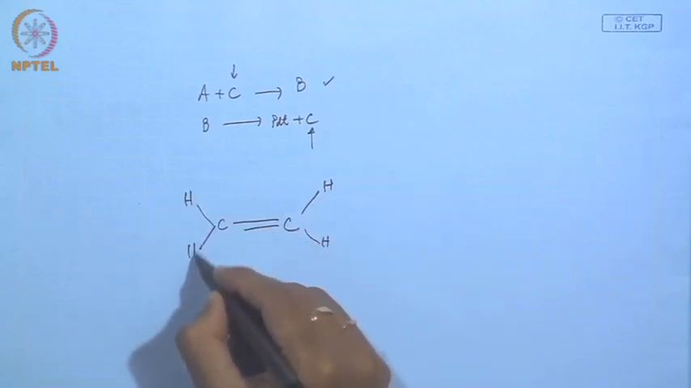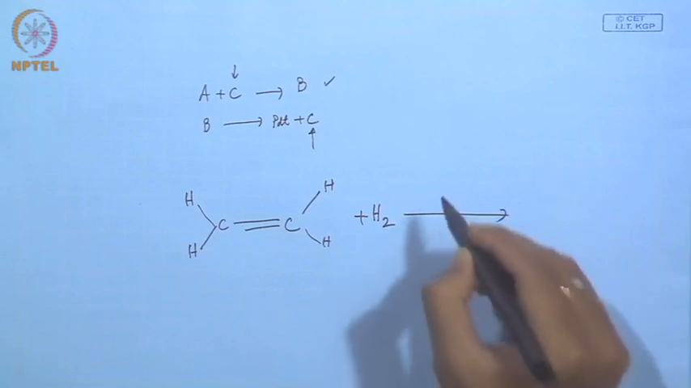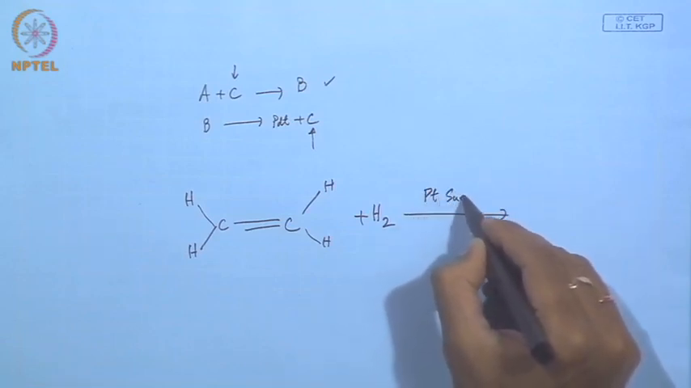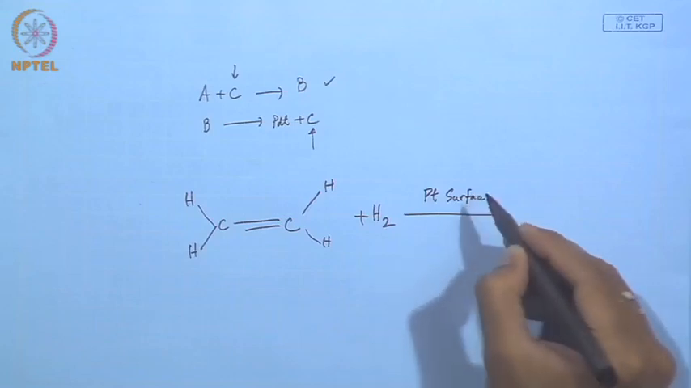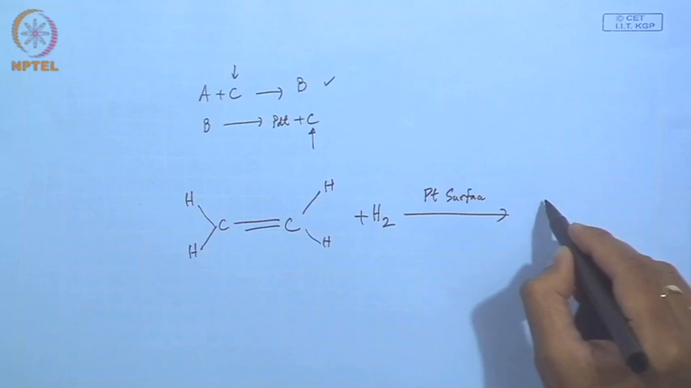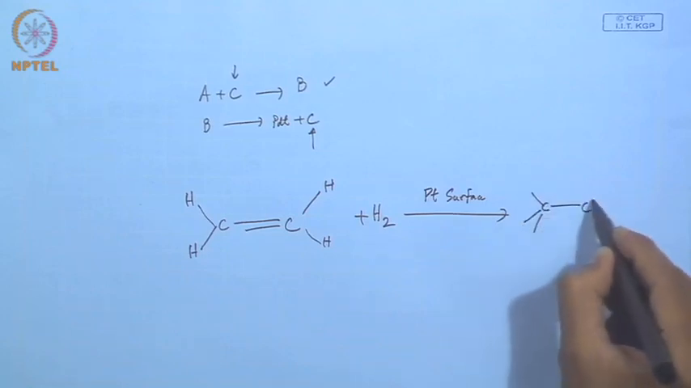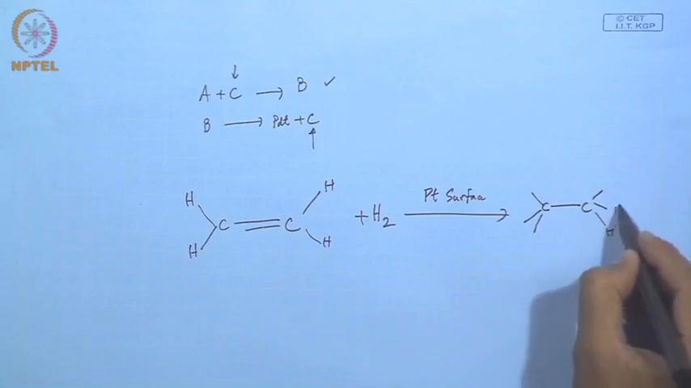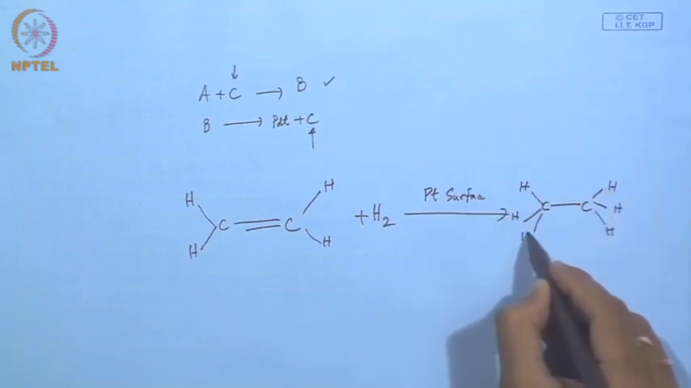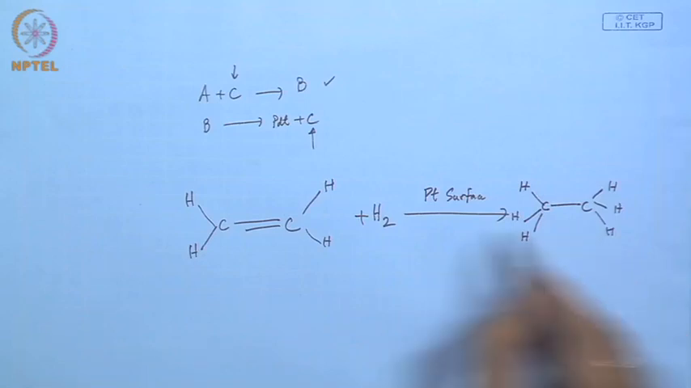So, what is happening is that you have ethene, you have hydrogen, and say a platinum surface. Okay, you are carrying out the reaction. So, what is happening is that your end product will be like this. The end product will be this. Okay, so it is a saturated one.